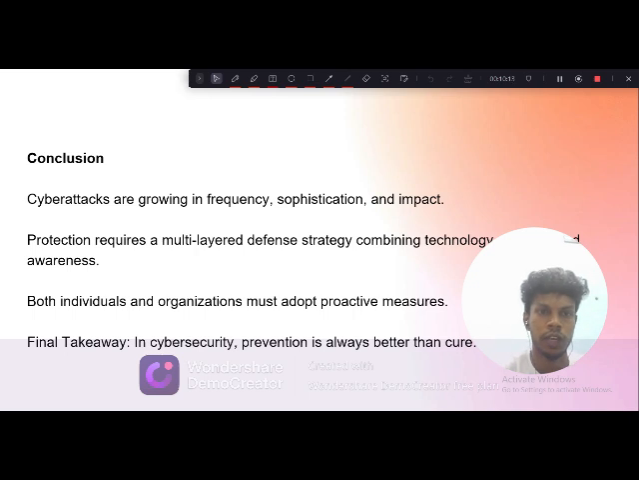And in conclusion, cyber attacks are growing in frequency, sophistication, and impact. Protection requires a multi-layered defense strategy combining technology, policies, and awareness. Both individuals and organizations must adopt proactive measures. The final takeaway is that in cybersecurity, prevention is always better than cure.